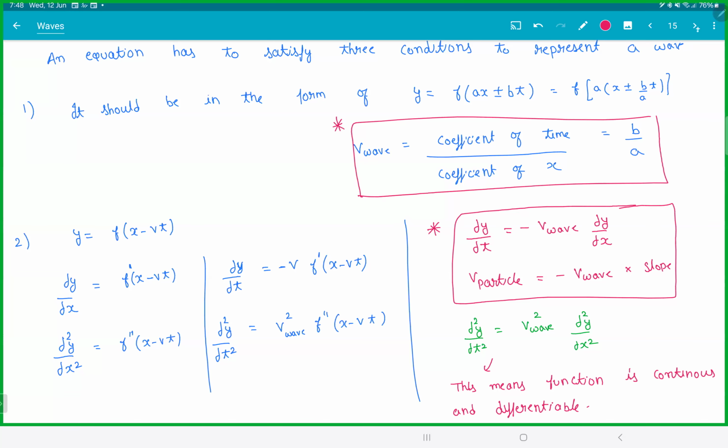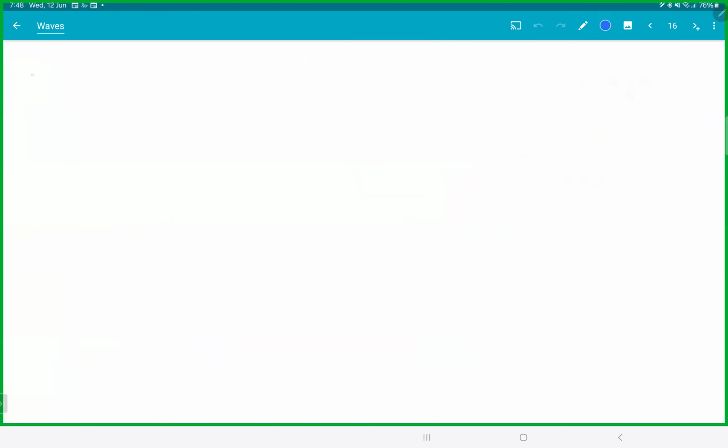Third, the function should be finite and bounded for all x. When you say finite, automatically it is bounded, for all values of x and t. Meaning you put any value of time and any value of position, the function should never go to infinity. Again, it kind of makes sense.